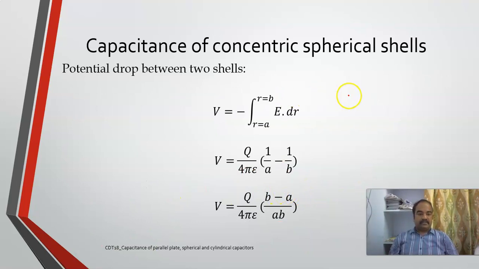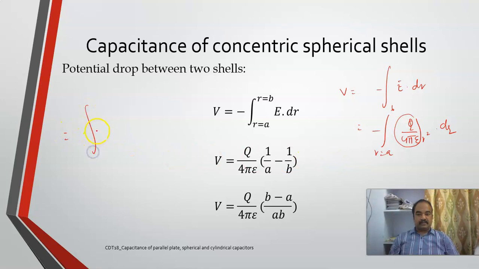Now, what is V now? It is minus integral E dot dr. My distance is varying from a to b, so it was q by 4 pi epsilon r square dr. So q by 4 pi epsilon is constant, and the integration of 1 by r square is 1 by r. If I substitute here, what will I be getting? Minus q by 4 pi epsilon, 1 by r square dr, where r goes from a to b. So I will be getting 1 by r, right? So it is q by 4 pi epsilon, 1 by a minus 1 by b.